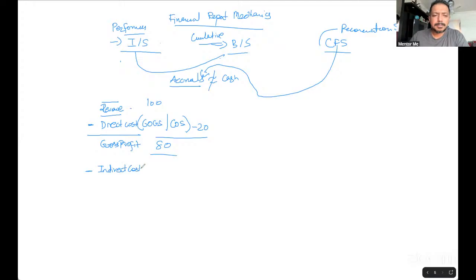So think about running any business. What are the costs which are not directly related to generating that revenue? It could be salaries, it could be rent, it could be marketing, it could be maintenance, etc. You also call this together selling, general, and admin. Okay. So indirect costs.